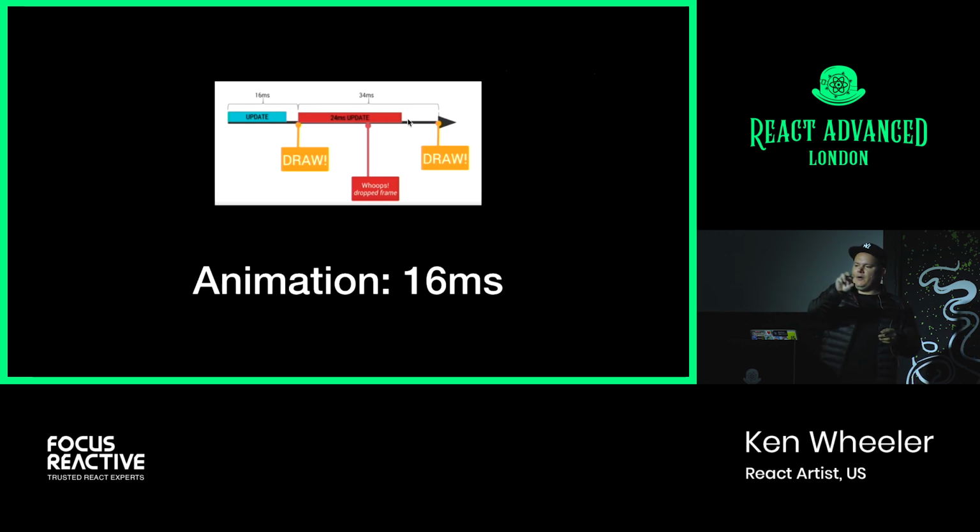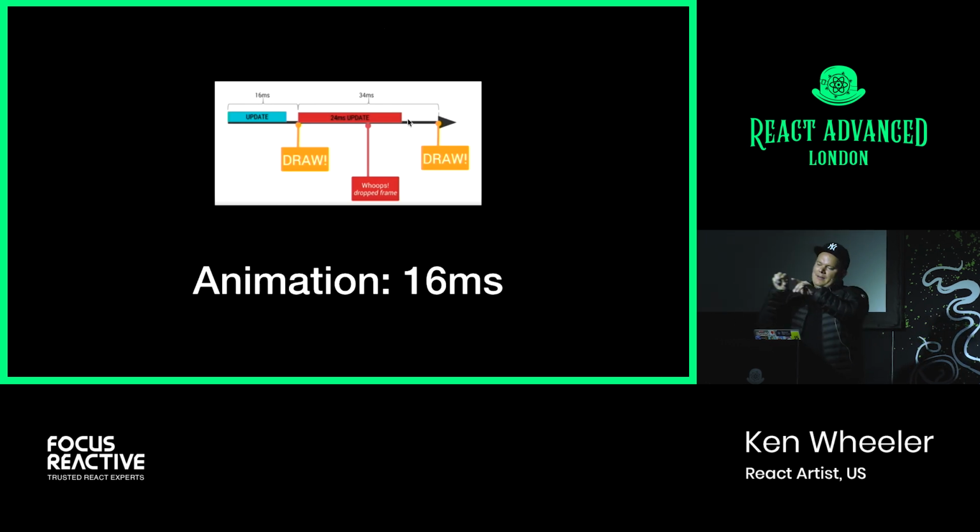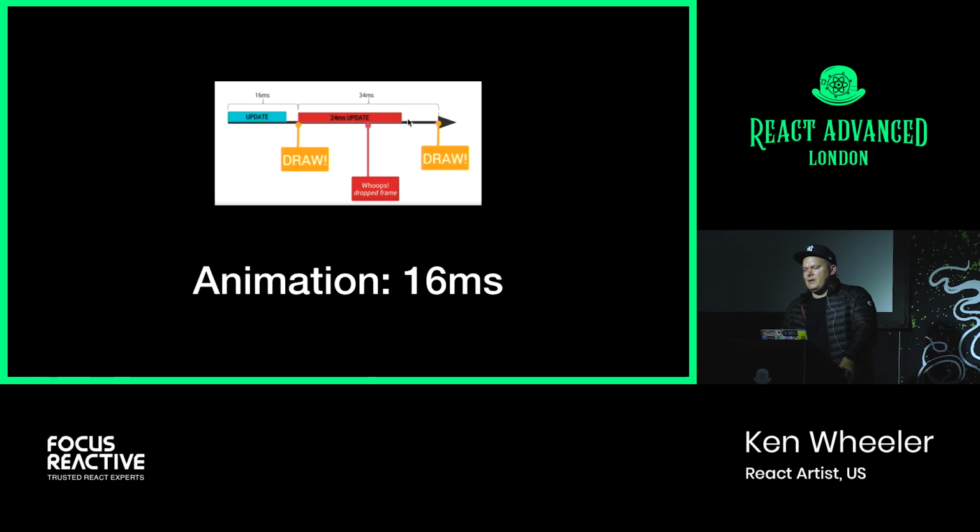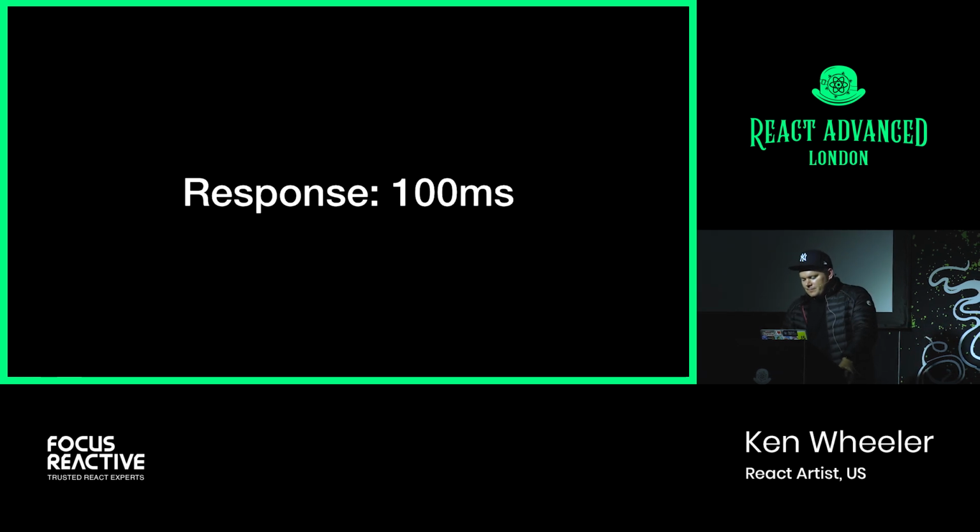If this thing is animating over to here, there's a reasonable expectation that if it's moving at this speed sideways and it stops, they can see that because they're expecting it to be here. So you have to be particularly careful with animations.